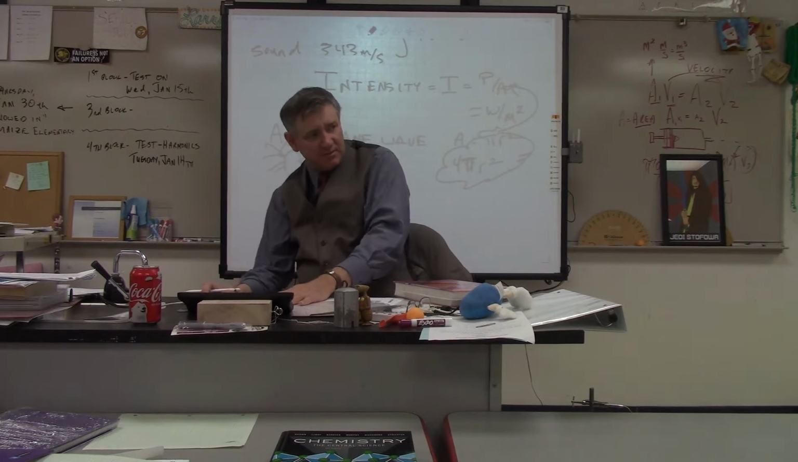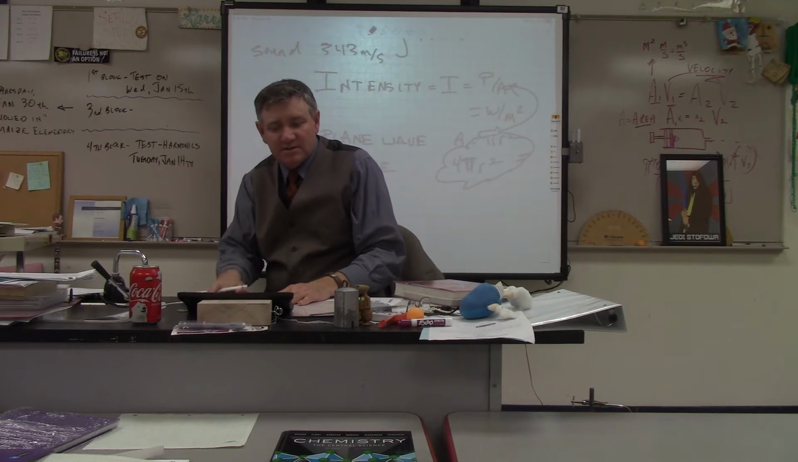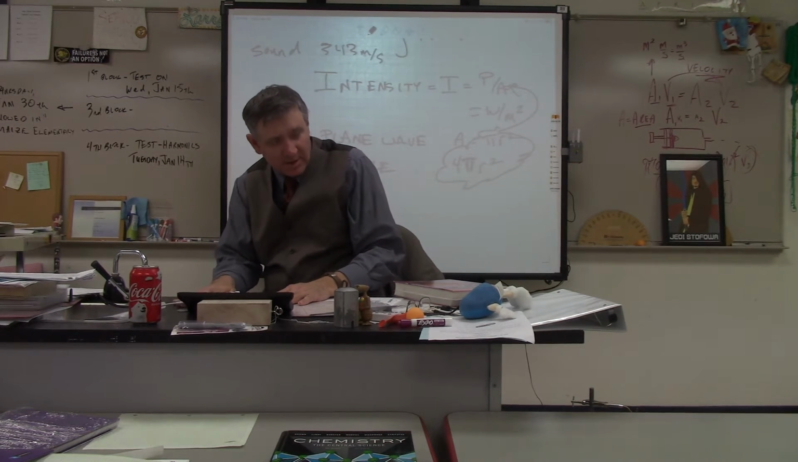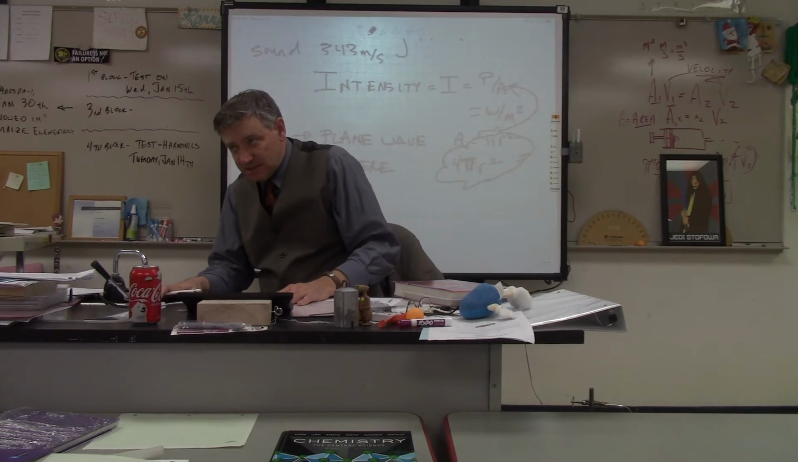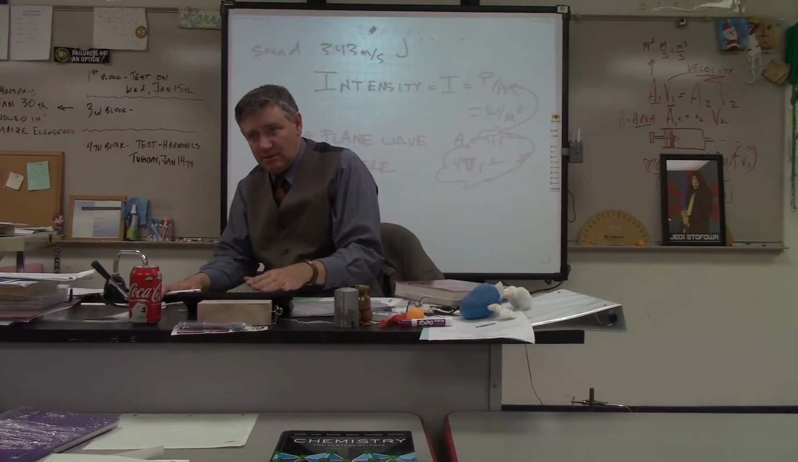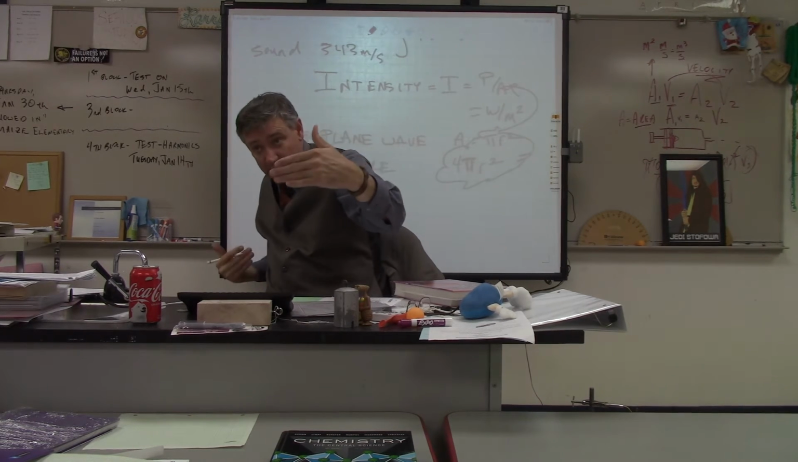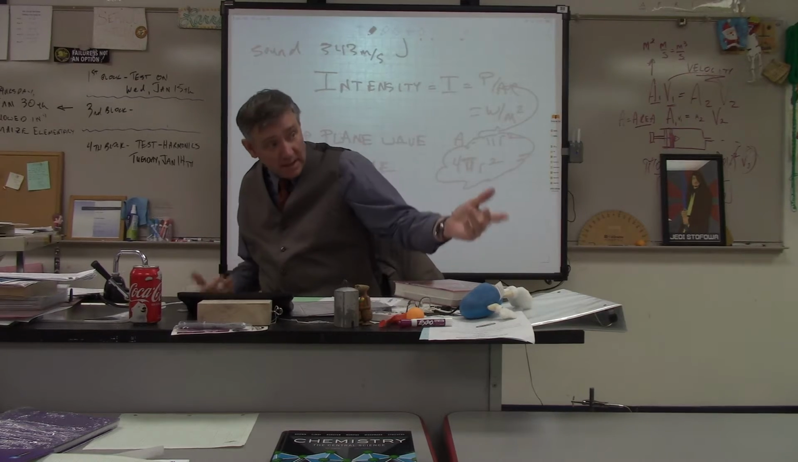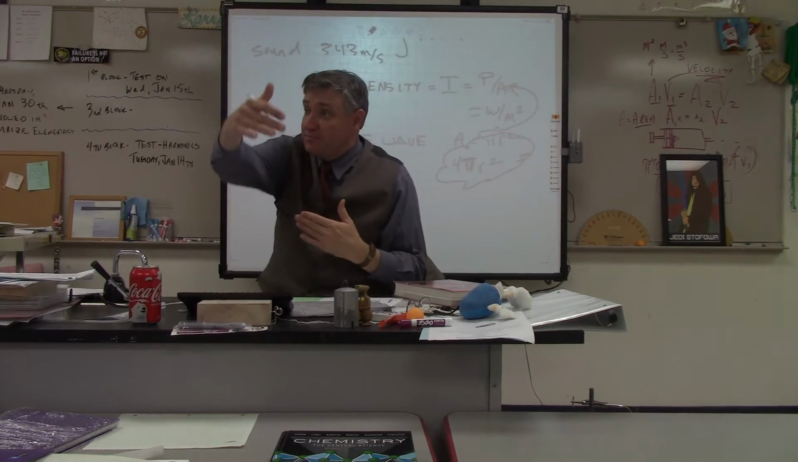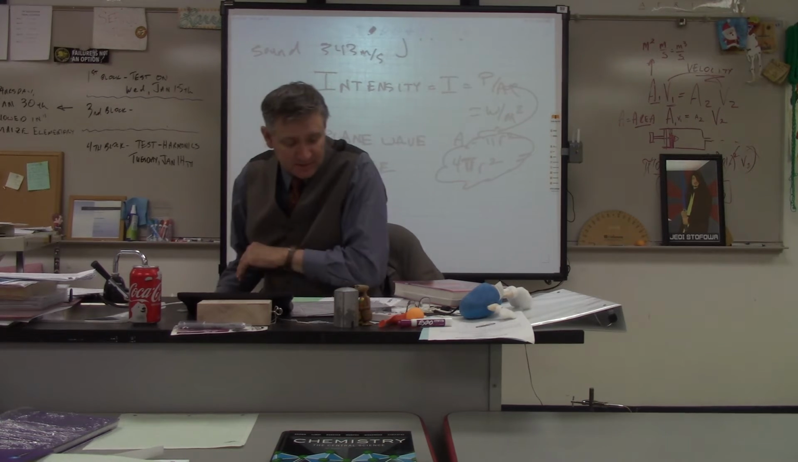Here's what's going to be important. Notice that, and this is what Mia had asked about, they're both r squared. So if you double the distance, what's going to happen to your intensity? It becomes a fourth. If you become twice as close, then your intensity is going to go up by a factor of 4.